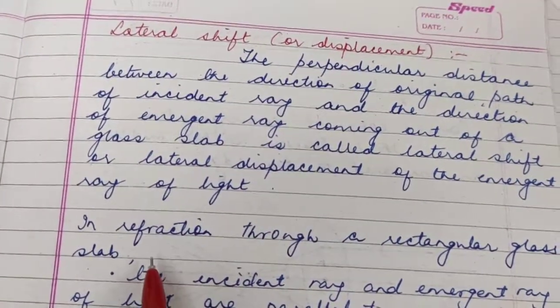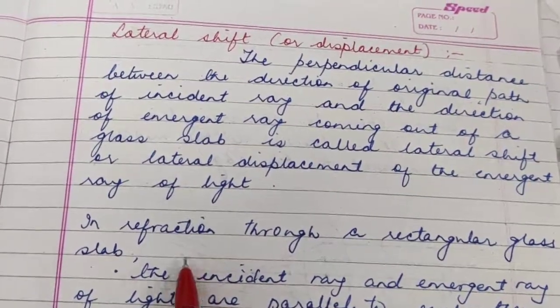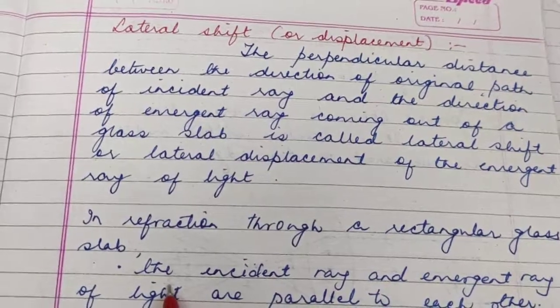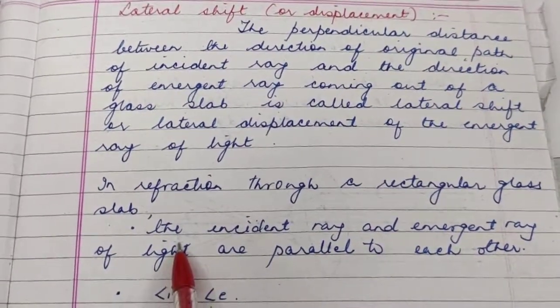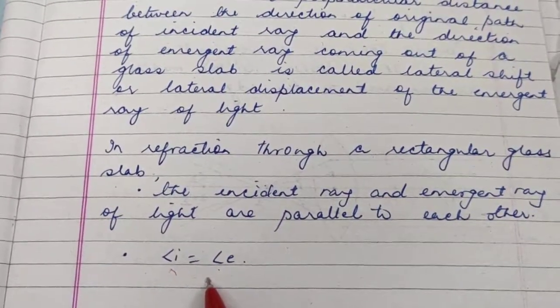So children, two things you should remember for the refraction through a rectangular glass slab. First, the incident ray and emergent ray of light are parallel to each other, and number two, angle i is equal to angle e.